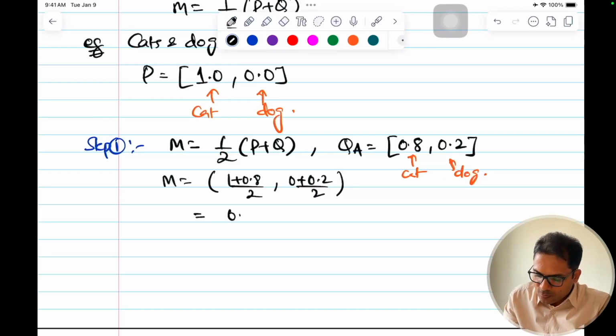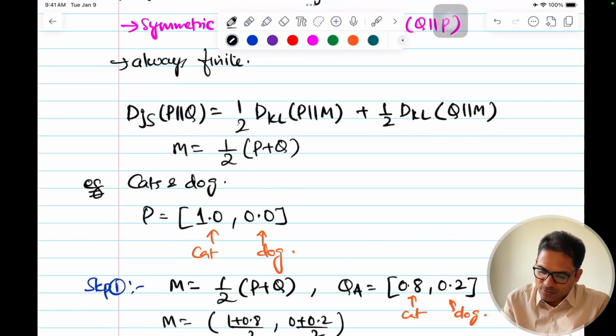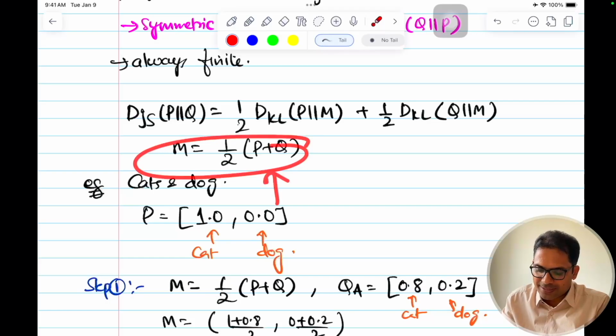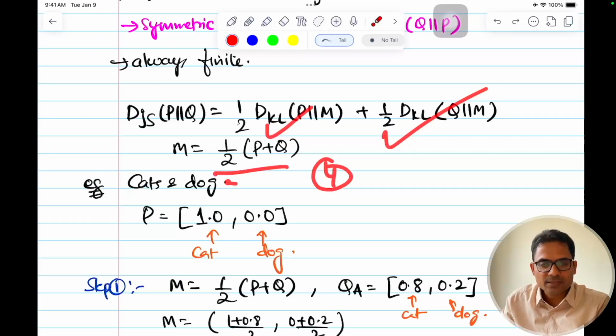So this is equal to 0.9 comma 0.1. This is my M. So this second part is solved. Step 1, we go this, and then we'll calculate this term and take an average of this. Okay, step 2, calculate this, step 3, calculate this, and step 4, take an average, we'll get it.